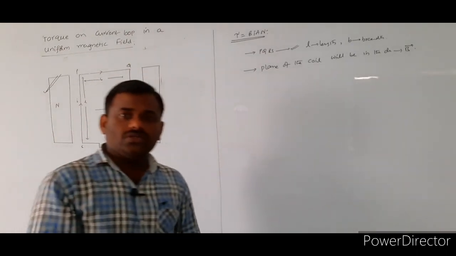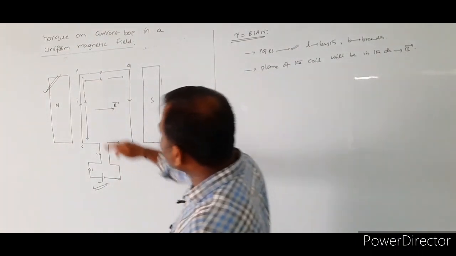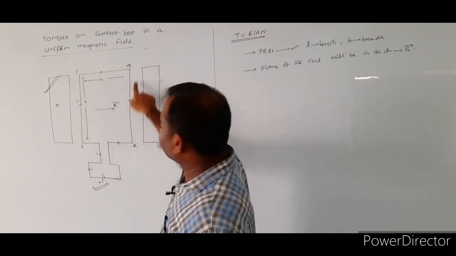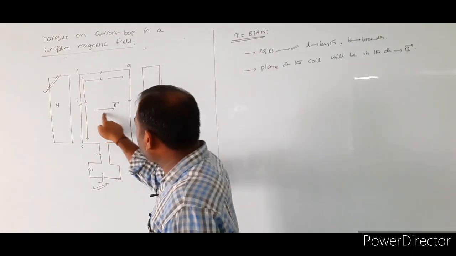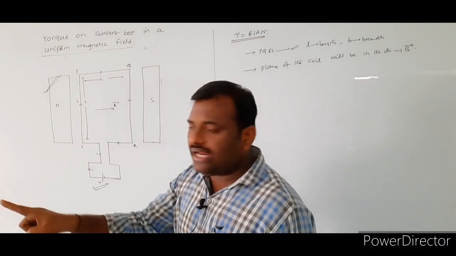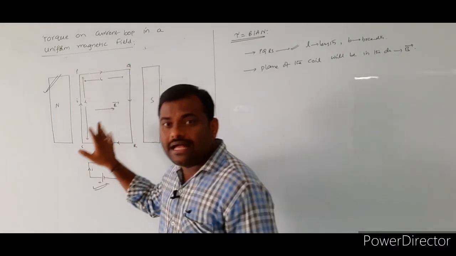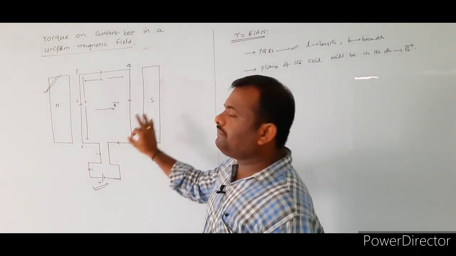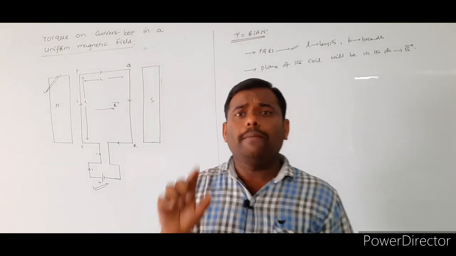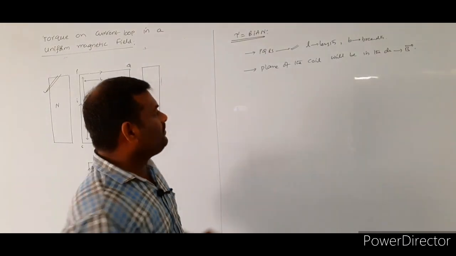For this direction of the external magnetic field, PS and QR will always be perpendicular to the direction of the magnetic field, whereas the sides PQ and RS will be either parallel or anti-parallel to the direction of the magnetic field. That point we have to understand.